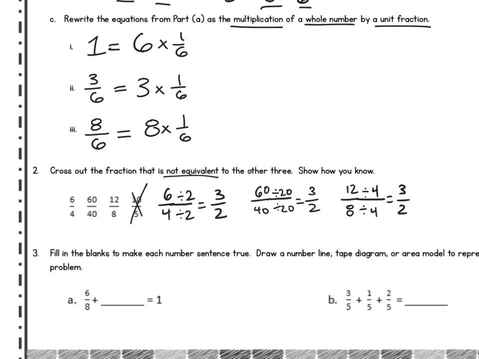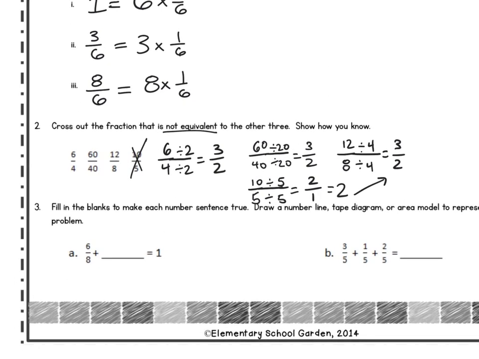And just to prove that that's not equal, if I were to divide 10/5 by the largest common factor, which is 5, I would get 2/1, which is equal to 2 wholes, which is not the same as 3/2. So that was problem number 2.